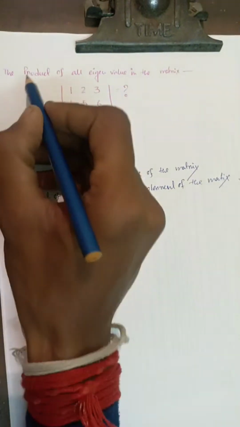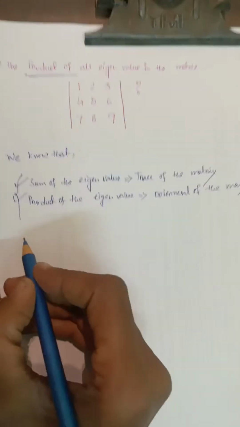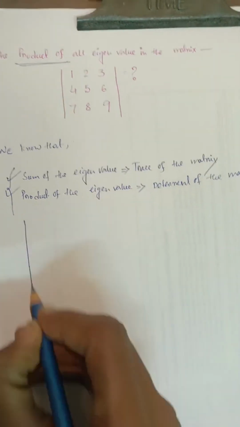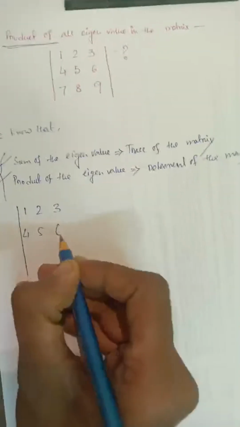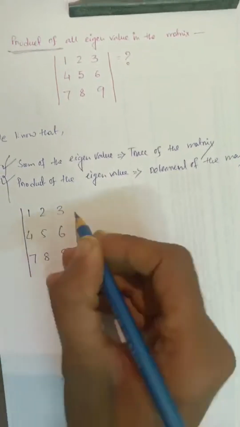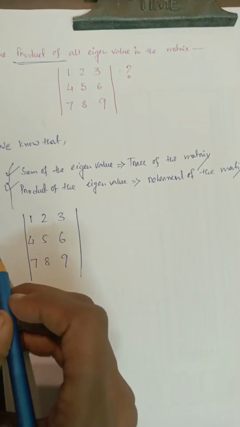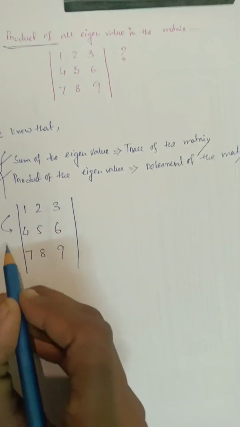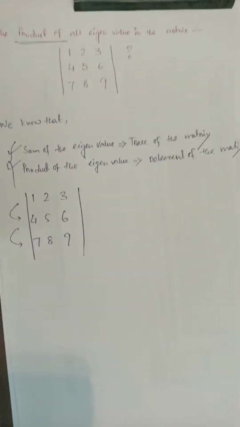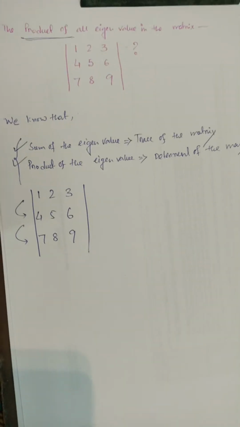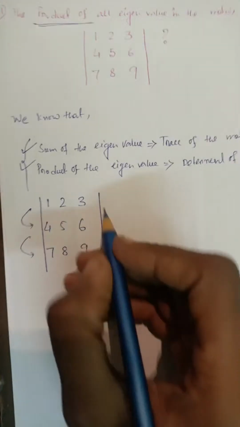So we have to find the product of the eigenvalues. Product of the eigenvalues means we have to calculate the determinant of the matrix. So we have to find the determinant first. The matrix is 1 2 3 4 5 6 7 8 9. Firstly we check whether any dependency or relationship is present or not. As of now we are not getting any relationship, so we expand along row 1.